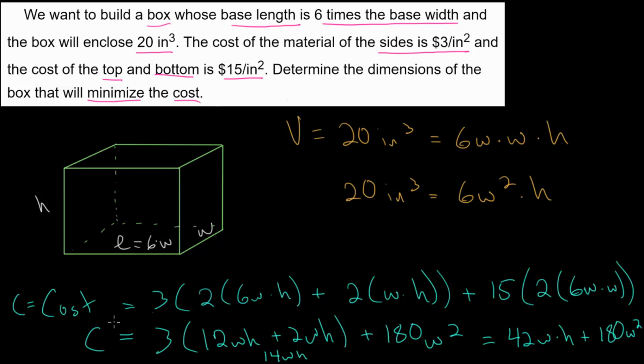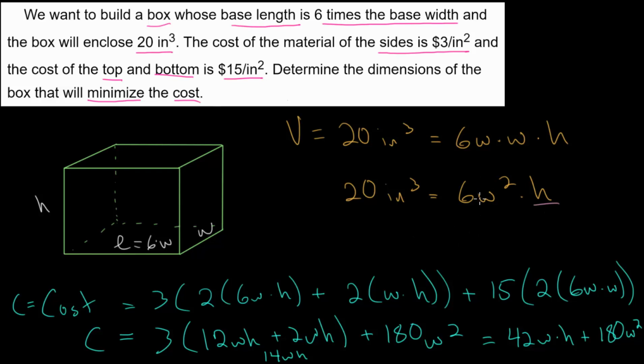Now we need to minimize this cost function here, but it has two independent variables. So we can simplify this by using our constraint here. We can solve for W or H and plug it into this cost function so that we can reduce this to a one independent variable function. And looking at these two variables, it looks like it'll be easier to solve for H so that we don't have to take a square root.